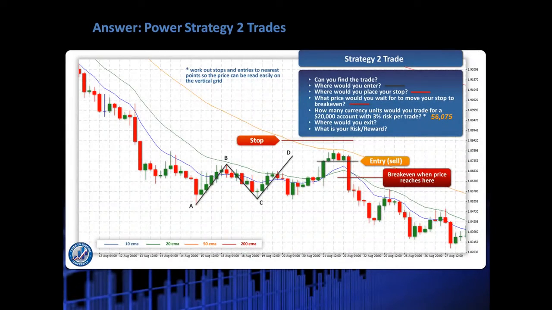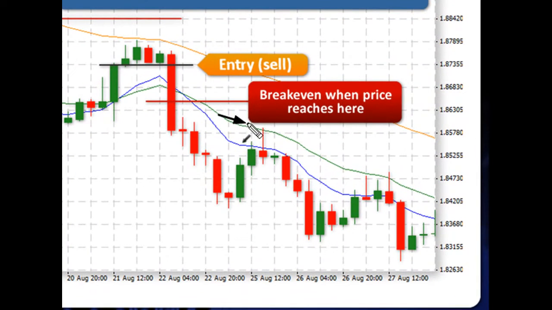So where would you exit? Well, we exit by looking at the pivot highs that form after the break-even price. So the first pivot high that forms is this one down here. And so we would move the stop down to above this pivot high. The next one that forms as we go along is this one here. So we would move our stop lower to this high.